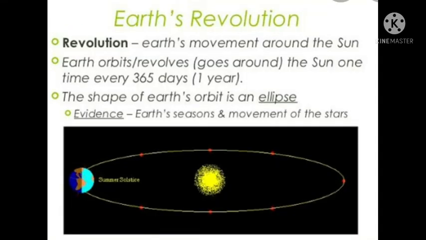In your previous chapter, you have learned that the earth revolves or moves around the sun on its own orbit. Now, this movement of the earth is called revolution. Now we will discuss another movement of the earth, which is revolution.